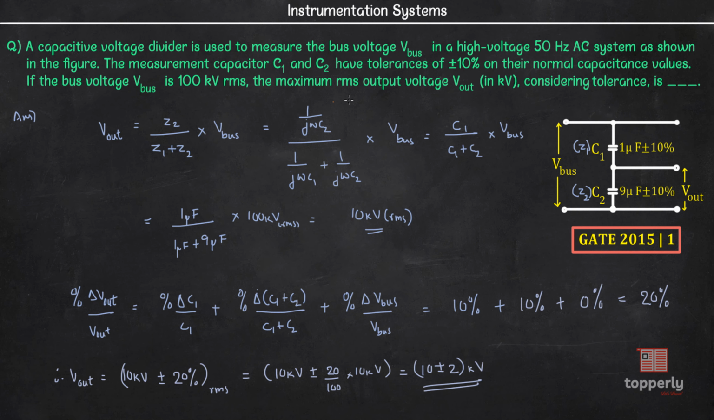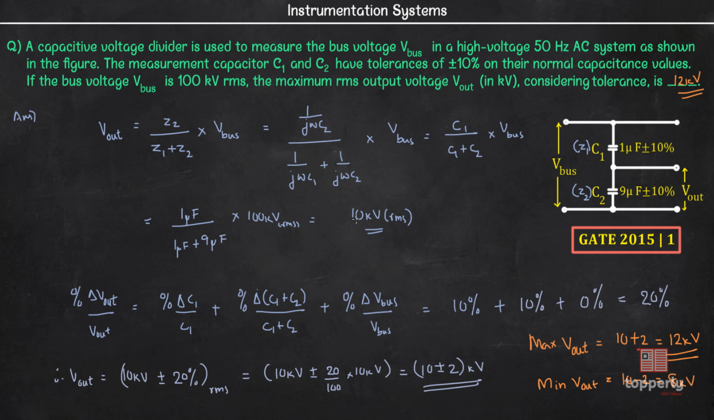Therefore, the maximum RMS output voltage V out is equal to 10 plus 2, which is equal to 12 kV, and the minimum V out is 10 minus 2, which is equal to 8 kV. So our answer is 12 kV for this question. This is the proper way of finding the answer, and you should follow this method when you have time.